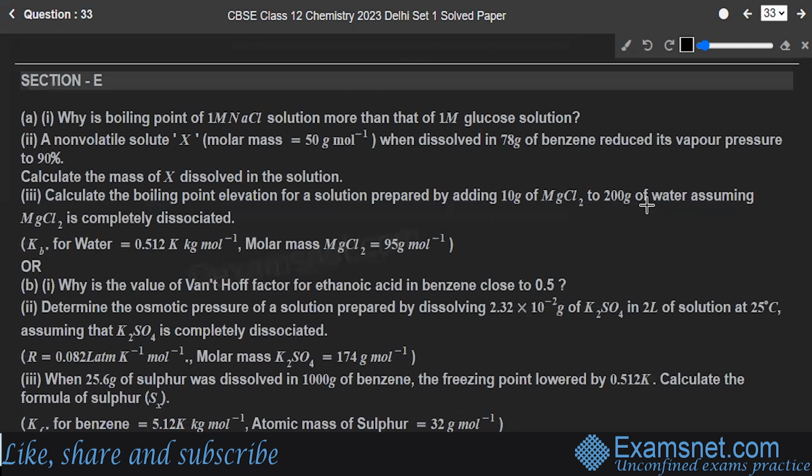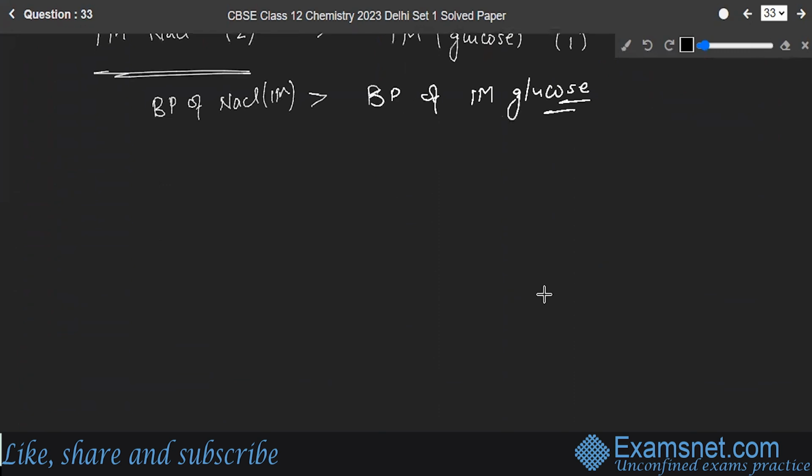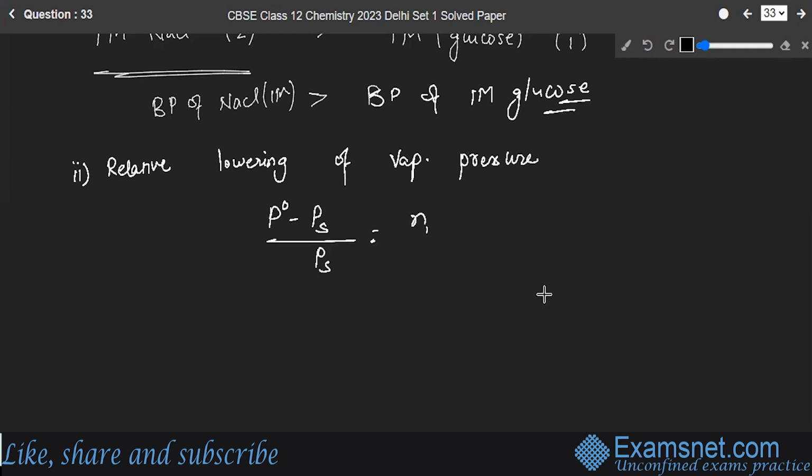The second part of the question says you have a non-volatile solute X whose molar mass is 50 gram per mole. When dissolved in 78 gram of benzene, it reduced its vapor pressure to 90%. Calculate the mass of X dissolved in the solution. There's a formula: relative lowering of vapor pressure is given by P naught minus Ps divided by P naught, equal to nB upon nA. It reduces to 90%, so that gives you 0.90 P naught.